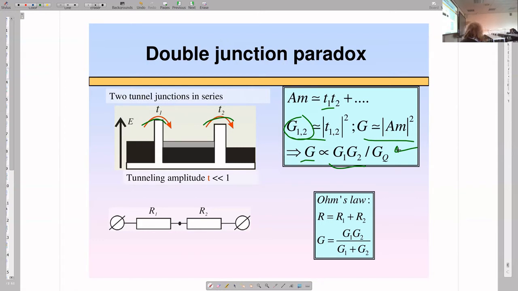However, if we treat it from the classical side, the estimation is quite different, right? So in this case, we just have two resistances corresponding to the junctions. We know that the total resistance is a sum of two resistances. Now I need to convert resistances to conductances, as we remember. So I come with this formula.